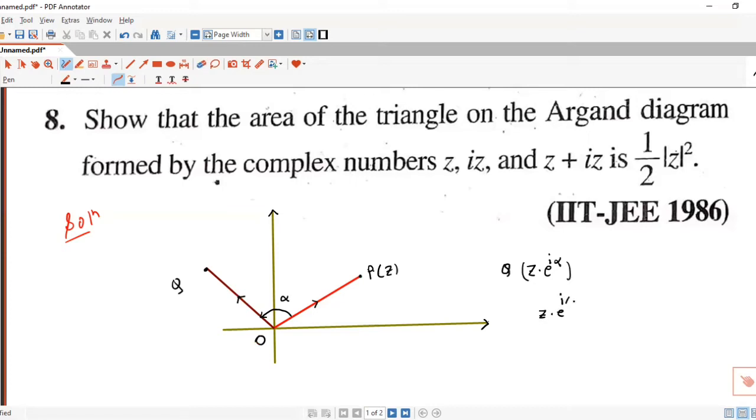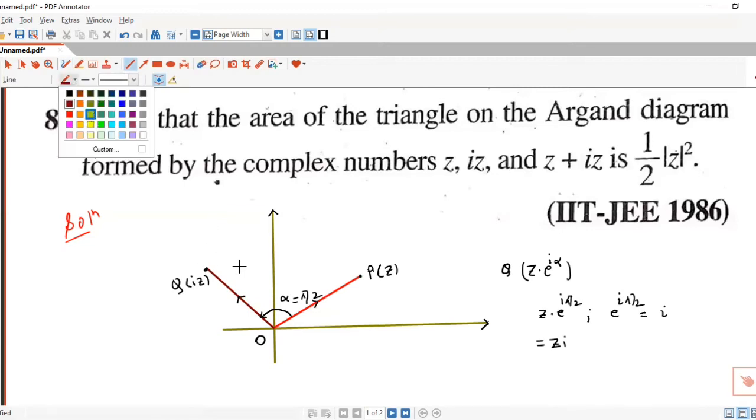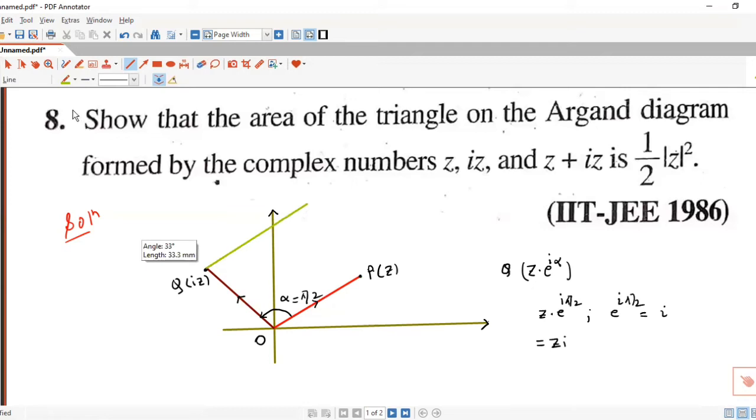So now simply by multiplying by the complex number e power i alpha, our vector OP is rotated through an angle alpha in the anti-clockwise direction, and we get the vector OQ, and the angle between the vectors OP and OQ is the angle alpha. Okay, so now if we multiply our complex number Z by e power i pi by 2, then this angle will be nothing but 90 degrees. And we know that in Euler's form, e power i pi by 2 is nothing but i.